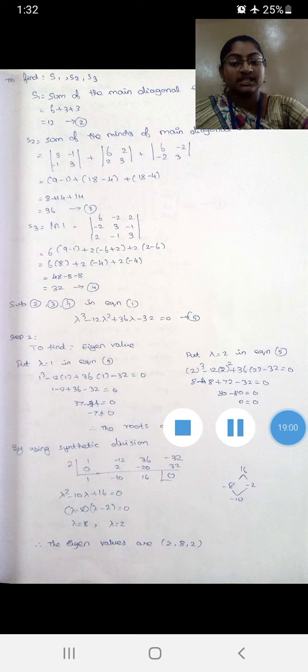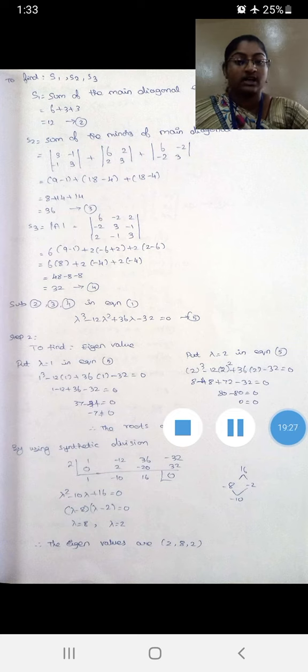Next, by using synthetic division, in the characteristic equation take the coefficients 1, minus 12, 36, minus 32. While solving this, I get the equation lambda square minus 10 lambda plus 16 equal to 0. Hence using the factorization method, I get lambda equal to 8 and lambda equal to 2. Therefore the eigenvalues are 2, 8, 2.